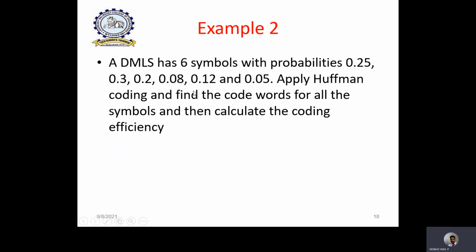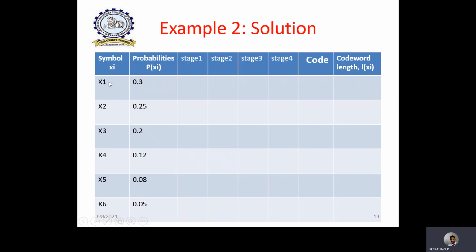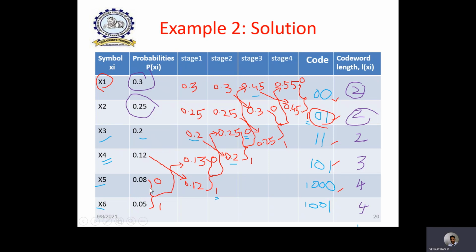Now let us see this. How many symbols are there? 6 symbols, 6 probabilities. Just follow the procedure. All the 6 probabilities must first be arranged in decreasing order, that means highest probability value first, then the next highest, and then the least. So what is the procedure? Assign 0 and 1 to the least 2 probabilities, and then add these 2 so that the sum will be arranged again in decreasing order of probabilities in the next stage.